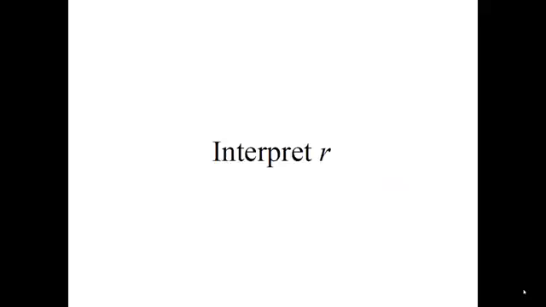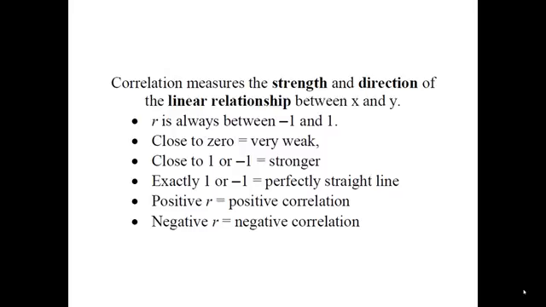Interpret r. Correlation measures the strength and direction of the linear relationship between x and y. r is always between -1 and 1. Close to 0 means very weak. Close to 1 or -1 means stronger. Exactly 1 or -1 is a perfectly straight line. A positive r is a positive correlation. A negative r is a negative correlation.